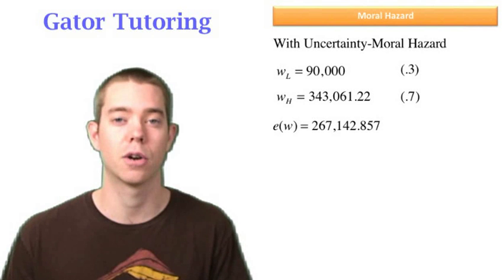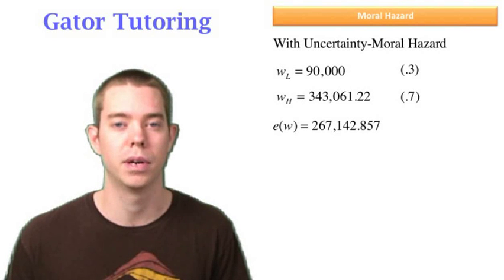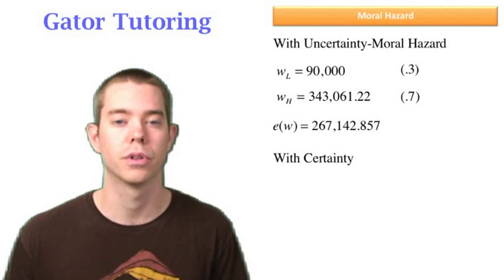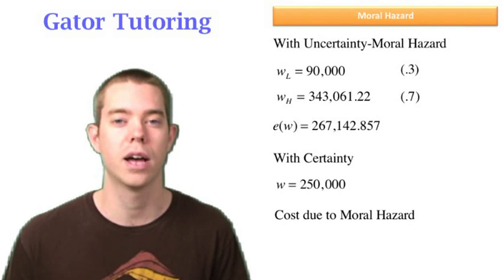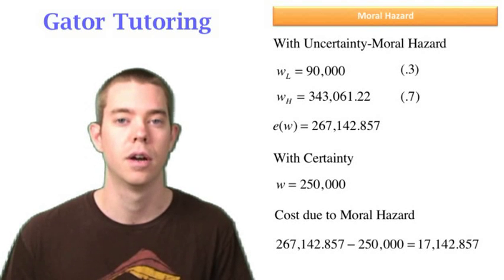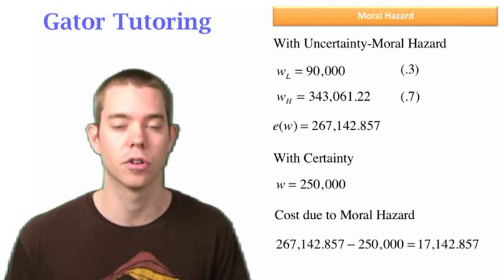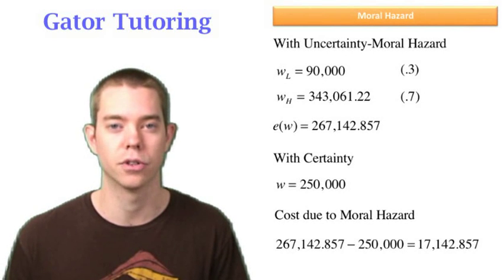So now the question was asking us the difference, basically the cost of moral hazard to the firm. The difference between the salary that we pay him if we had perfect information and the salary we expect to pay him if we don't have perfect information, or in the face of unobservable behavior. Well, with certainty, we found that our wage was going to be $250,000 for sure. And the cost due to moral hazard, therefore, is the difference between that $267,000 minus the $250,000. In this case, it's roughly $17,000 is the cost of moral hazard to the firm.